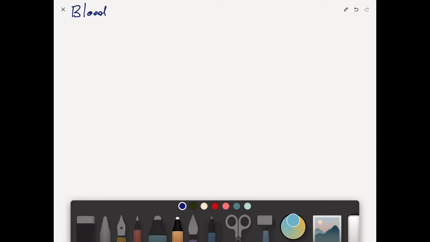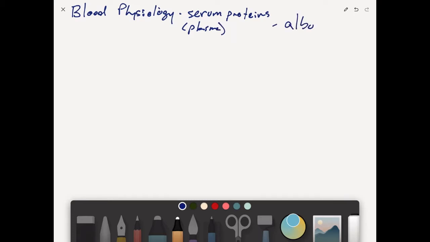Blood physiology. This is really the physiology of hemoglobin, but we'll talk about a few other things. Your serum proteins, or you could call these plasma proteins also, are albumins, globulins, and fibrinogens.